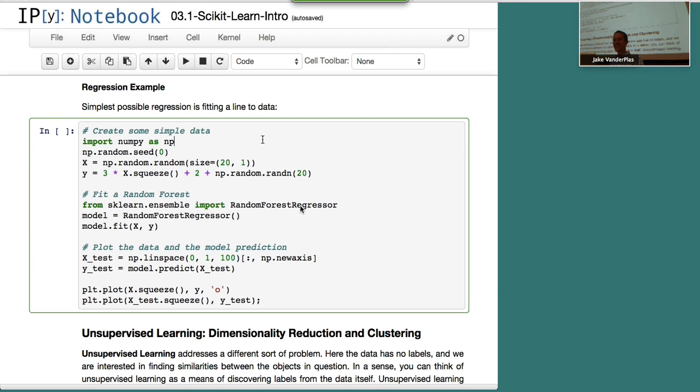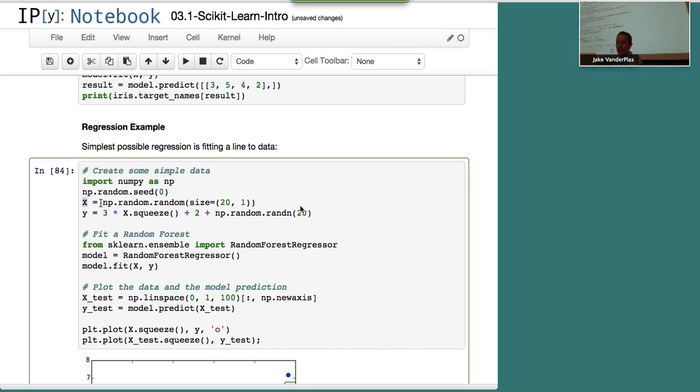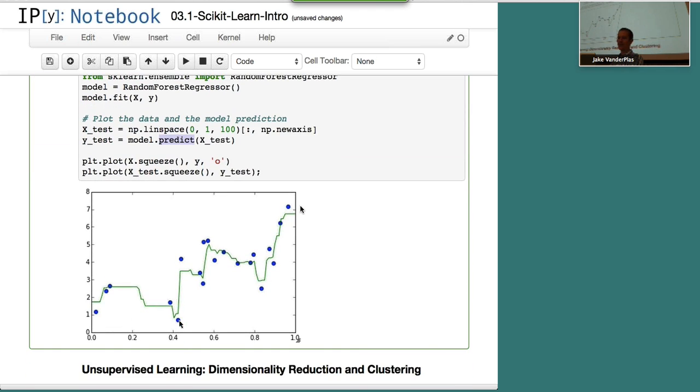Anyway, so we can do the same thing with regression. Actually, let me look at what we're doing here. We're creating an X array. We're creating a Y array. We're going to use this random forest regressor. So this is starting to look familiar. You instantiate the model. You fit the model to the data. You have some unknown, and then you call predict on that unknown data. And then we can plot the data plus the model that it's fit to it.